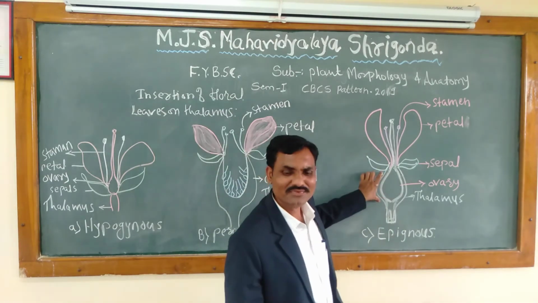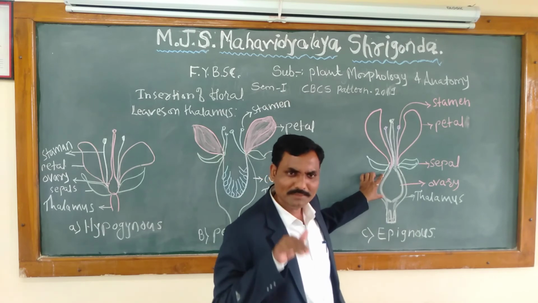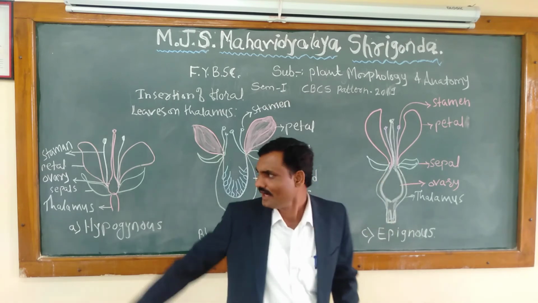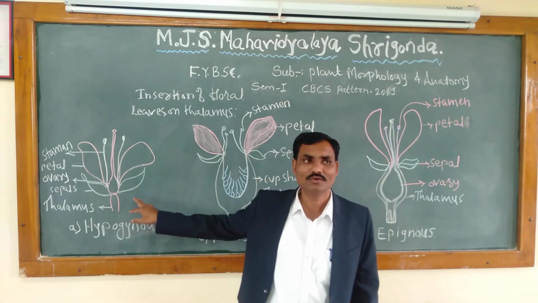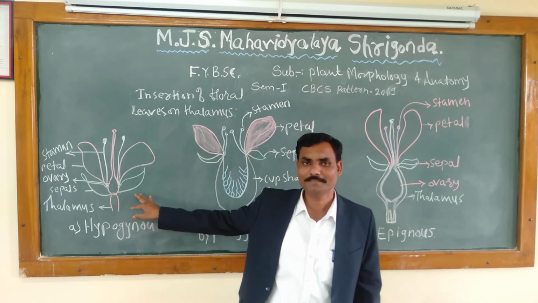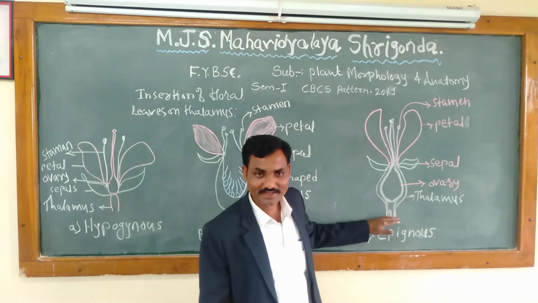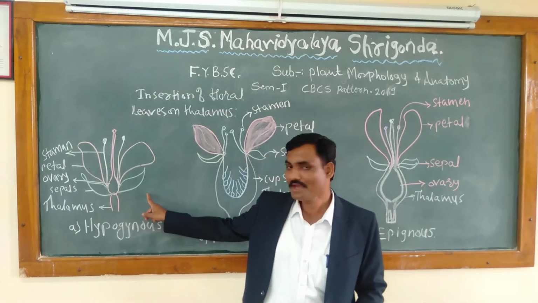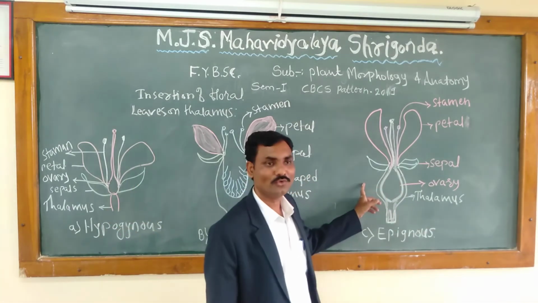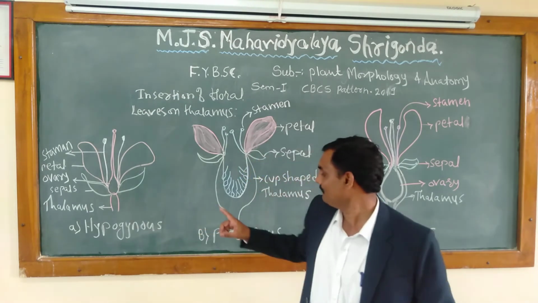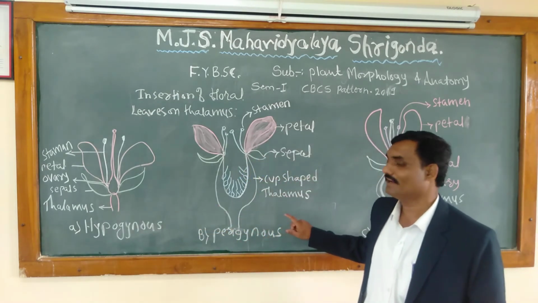This ovary is called inferior. It is totally below. What happens in the hypogynous condition? The ovary is in the topmost position. In the epigynous condition, the ovary is inferior. Here, superior ovary, inferior ovary. And what happens in the perigynous condition?